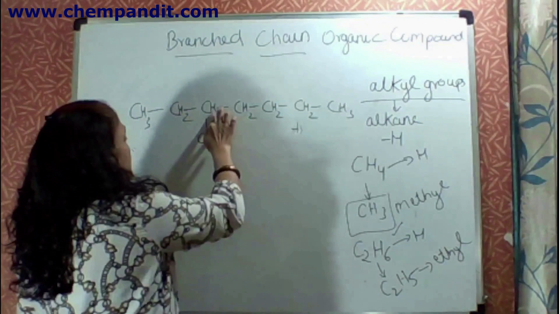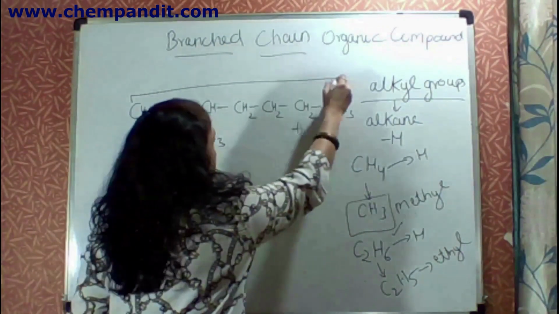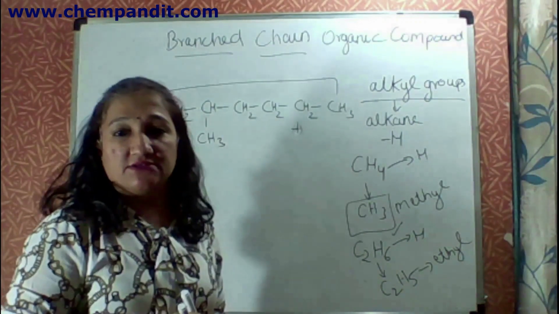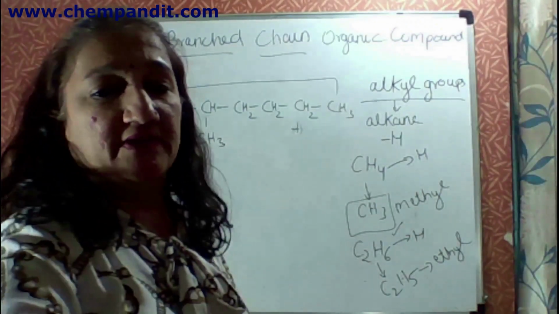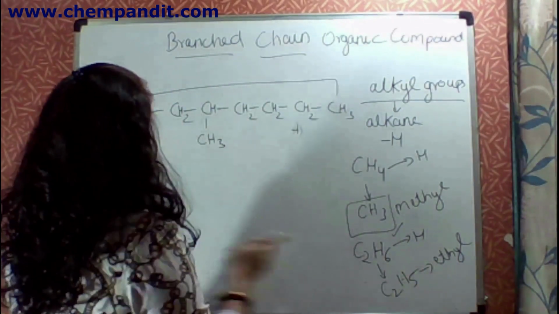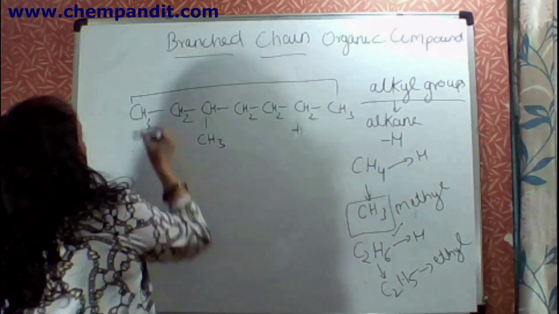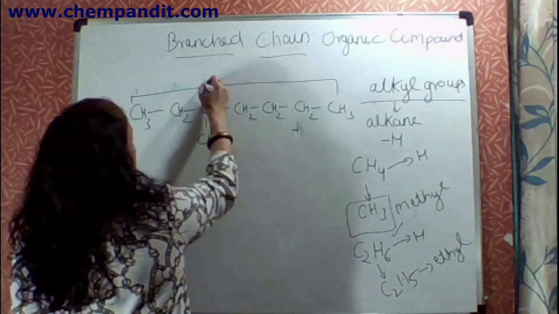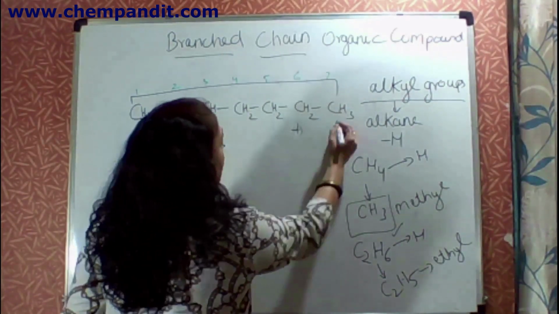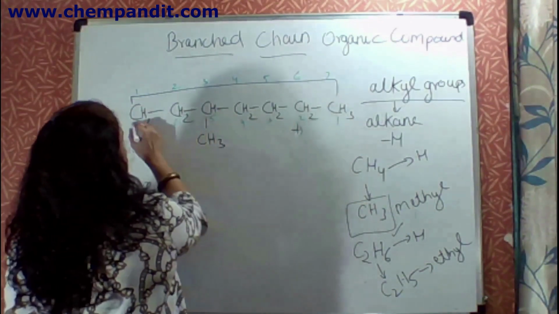Suppose this is a branched chain organic compound. First of all, we will look for the longest carbon chain, and this longest carbon chain actually contains 7 carbon atoms, right? How many carbon atoms? 7 carbon atoms. So let's start numbering from left to right, 1, 2, 3, 4, 5, 6, 7. From right to left, 1, 2, 3, 4, 5, 6, 7.